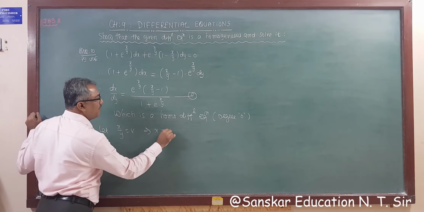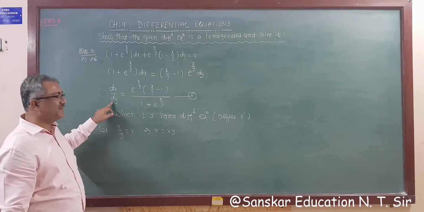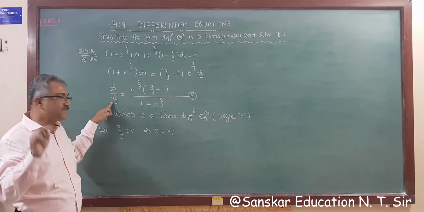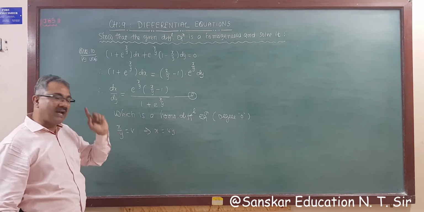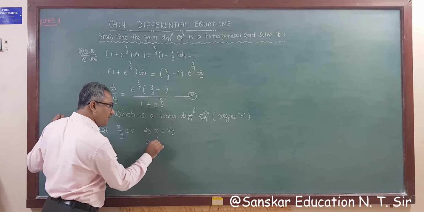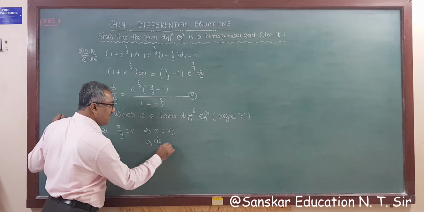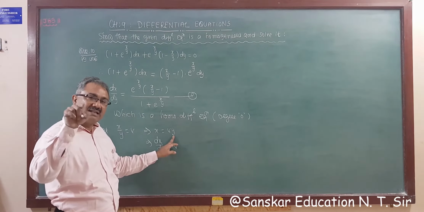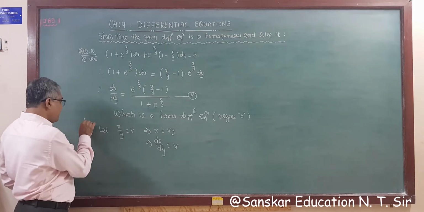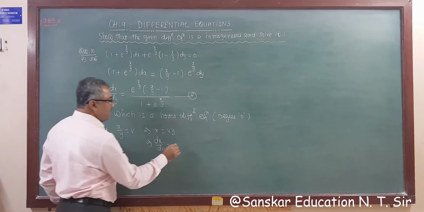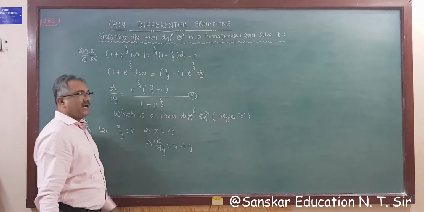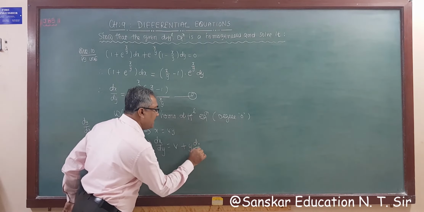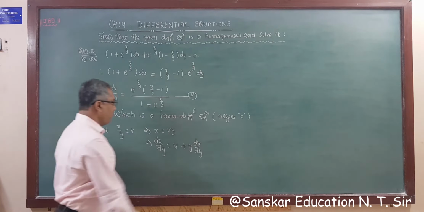So x is equal to vy. Now we have to differentiate with respect to y, not x. We have to differentiate with respect to y, not with respect to x. So differentiating with respect to y, this is dx by dy is equal to v as it is. Derivative of y is 1 because we are differentiating with respect to y. So this becomes dy by dy, that is 1, plus y as it is, and derivative of v with respect to y, not x. So dv by dy.